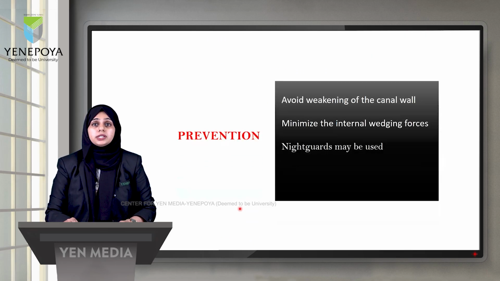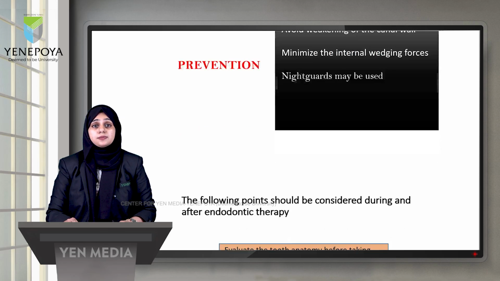Prevention: avoid weakening of the canal wall during the biomechanical preparation. Minimize the internal wedging forces. A night guard can be used in a patient with bruxism.